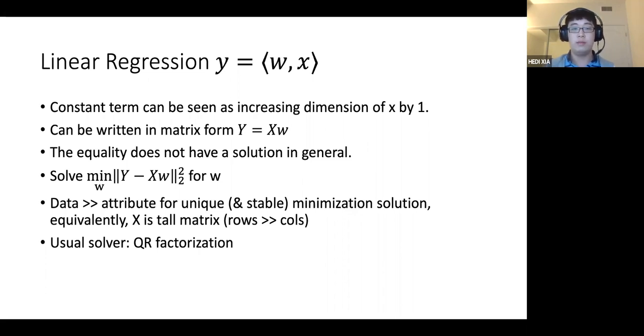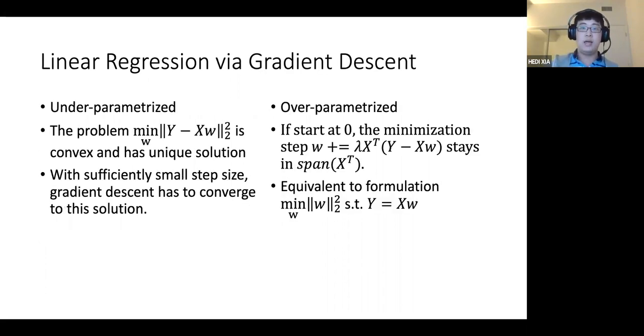So you solve the minimization problem in the two norm in general. When you have more data than attributes, you are in the traditional regime and you are stable. Otherwise, you are not stable and you have a tall matrix, and usually you use the QR solver for this one.